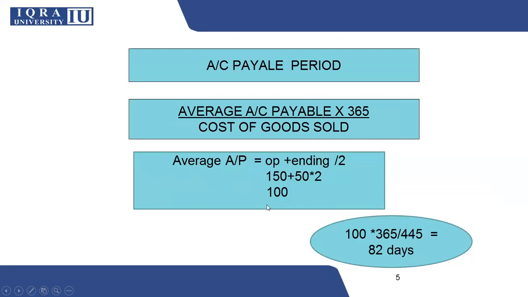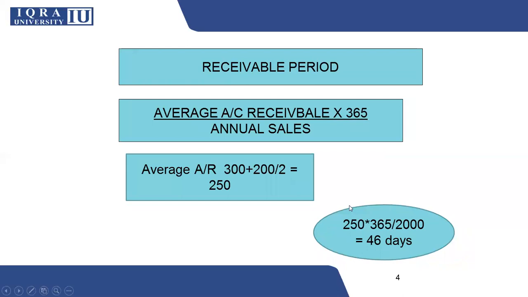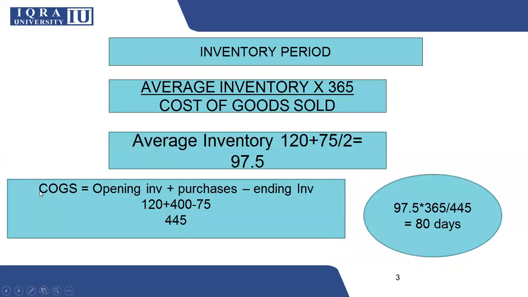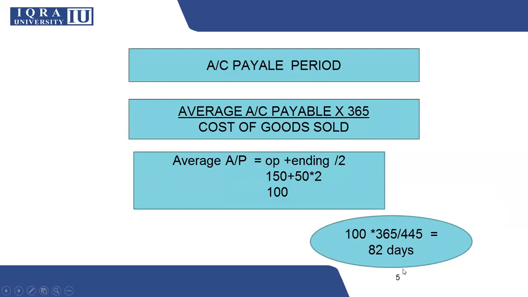Once you get the average of 100, you take the final formula of average payable multiplied by 365 and divided by 445. 445 we already calculated; it was the cost of goods sold. So I'm using this information as cost of goods sold and we will divide by it. So your answer is 82 days. It means in 82 days, you are actually paying your suppliers.